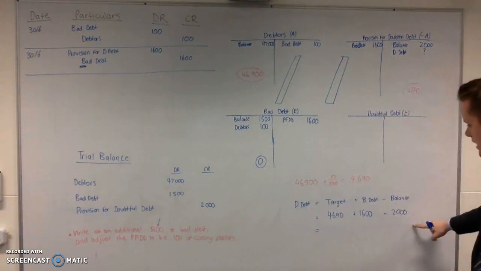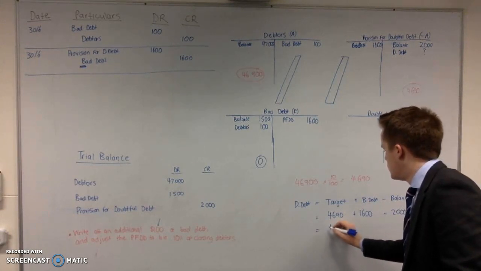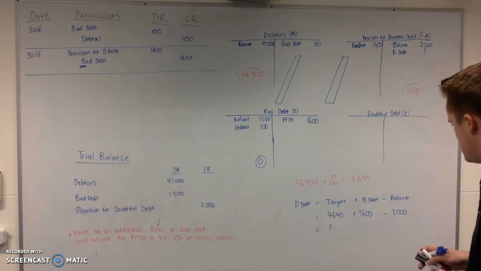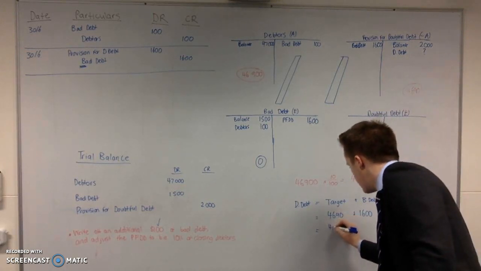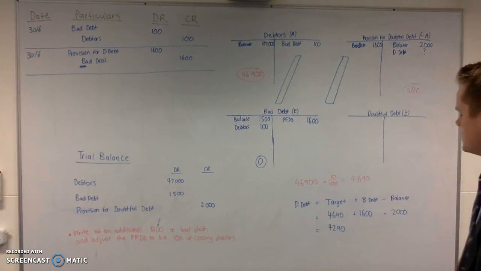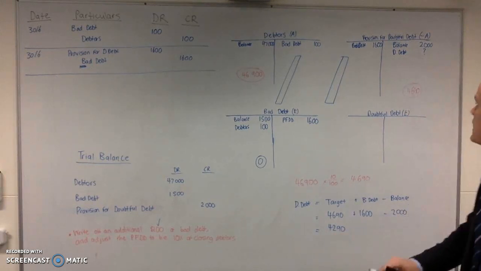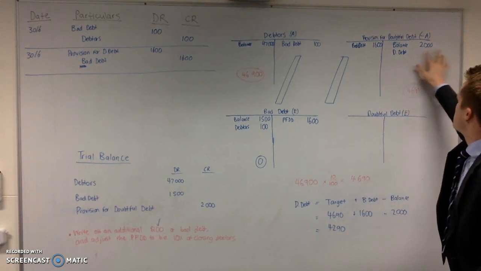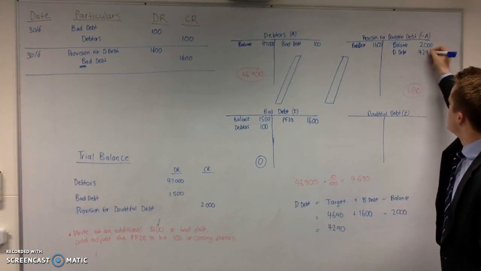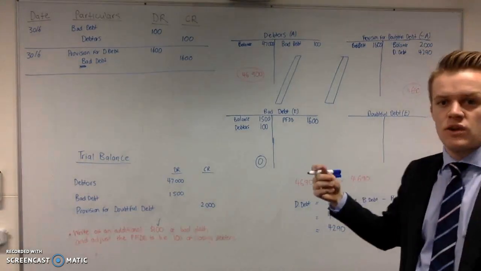You do that in your calculator. Better do that in my calculator. I can't do that in my head. Yes, I can. 4,290. Okay, so this is going to be our key to the question. That is our doubtful debt expense. Right, so we can plug this in up here. 4,290.